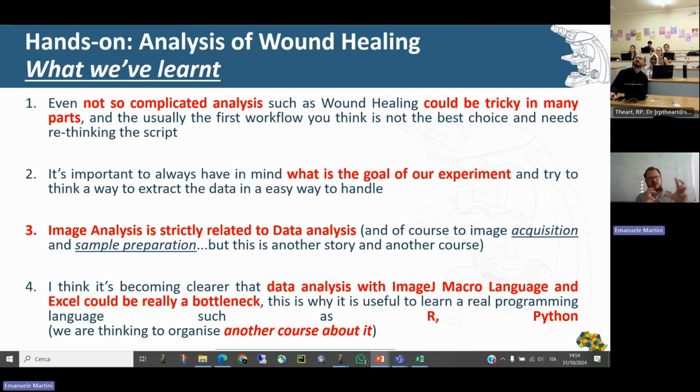But it's important to see also that even if it's harder, in situations like the one of wound healing, even Excel can be enough. It's just a little bit harder to deal with everything, do the columns and so on, but it can be enough. But as soon as you move to more complicated data analysis, you start to need more complicated programming languages.